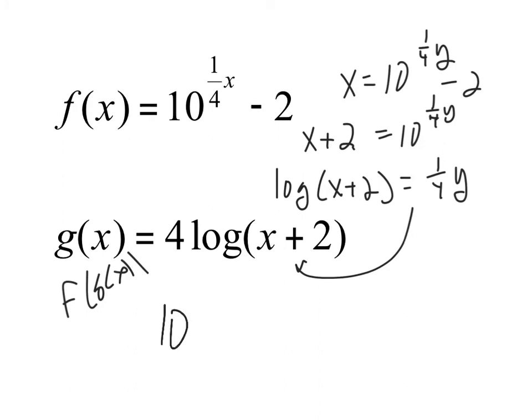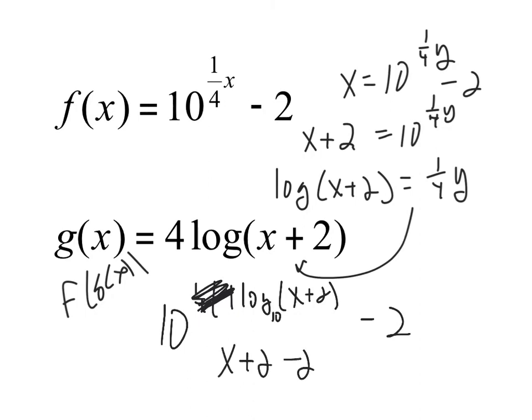So I've got 10 raised to the 1/4 of 4 log of x plus 2, minus 2. Well, the 1/4 and the 4 cancel out. This says 10 raised to some power is x plus 2, and indeed I'm raising 10 to that power, so the log base 10 and the 10 to a power cancel out, so that leaves me x plus 2 minus 2, and then the 2's cancel out. So yeah, I get x. So f of g of x is equal to x. They're inverses. That's enough of that. You guys can try it the other way if you want.